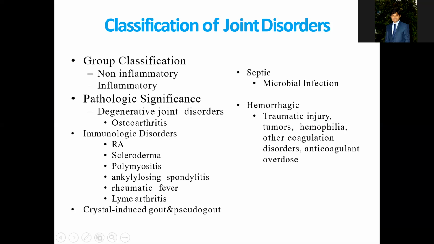Synovial fluid aspiration helps in the classification of joint disorders. Joint disorders are classified as inflammatory and non-inflammatory, pathologically by degenerative joint disorders like osteoarthritis. Immunological disorders are rheumatoid arthritis, scleroderma, polymyositis, and ankylosing spondylitis, with rheumatic fever and Lyme disease. Crystal-induced arthritis includes gout and pseudogout. Septic arthritis is due to microbial infection. Hemorrhagic arthritis is due to traumatic injury or tumors, hemophilia and other coagulation disorders, or anticoagulant overdose.